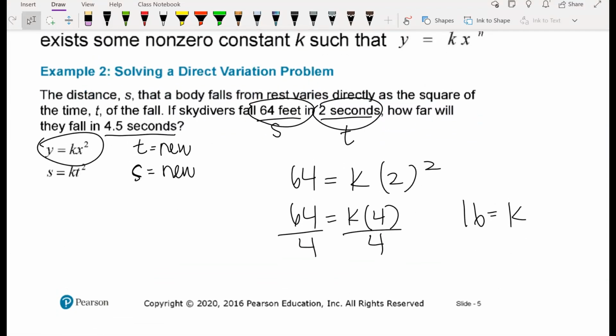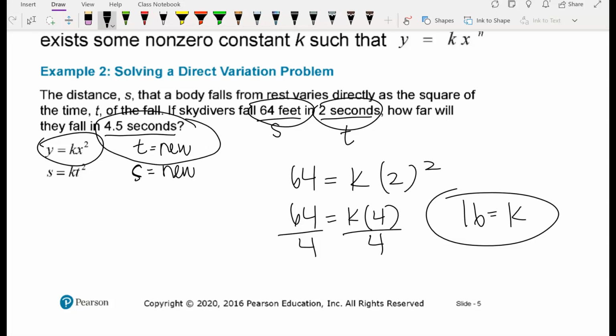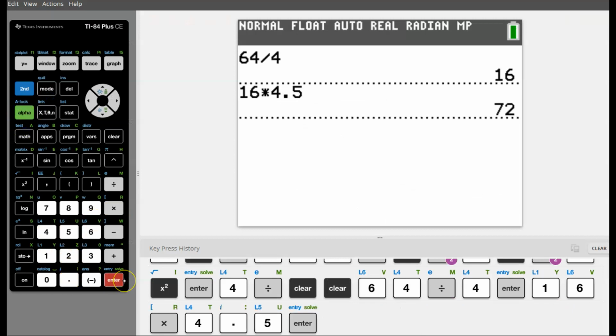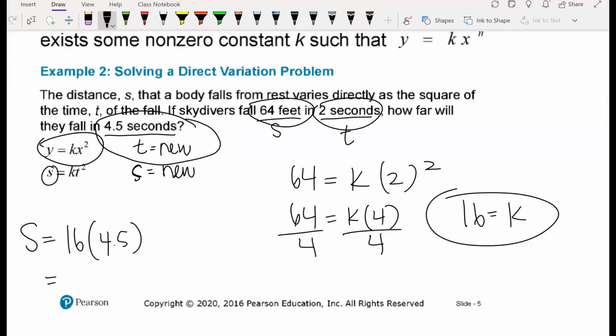All right, so then k is 16, and then we're using the new 4.5 seconds as our time, and we're solving for s. So s equals 16 times 4.5. So 16 times 4.5, we get 72. So 72, and then remember it was in feet, so feet is our units.